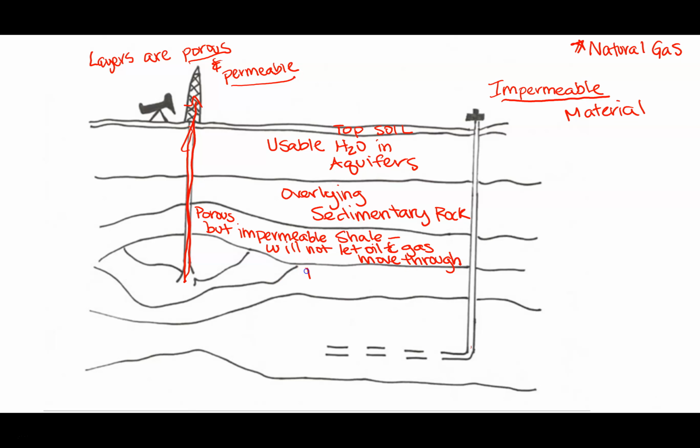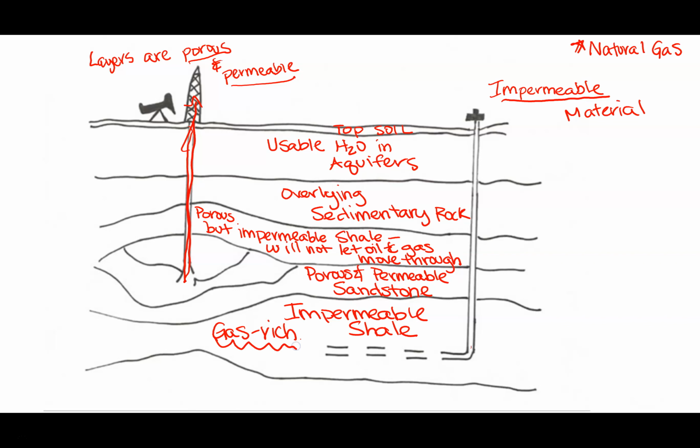Okay, next, porous and permeable sandstone. And then this one is impermeable shale. Okay, but it is gas rich. All right. So we call this our source rock.